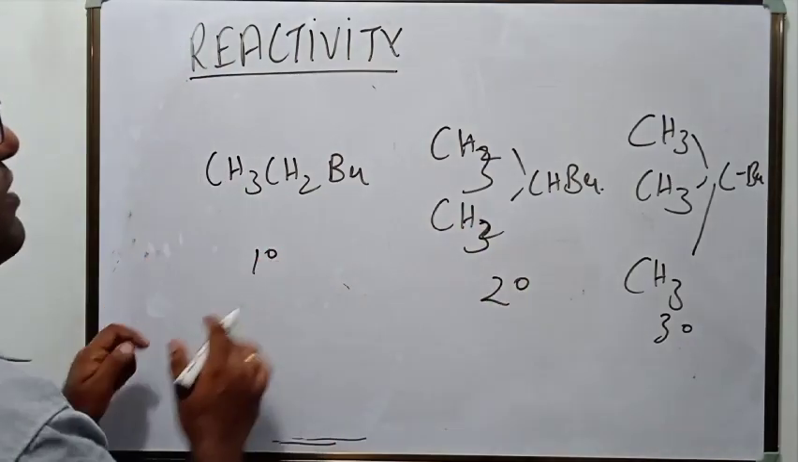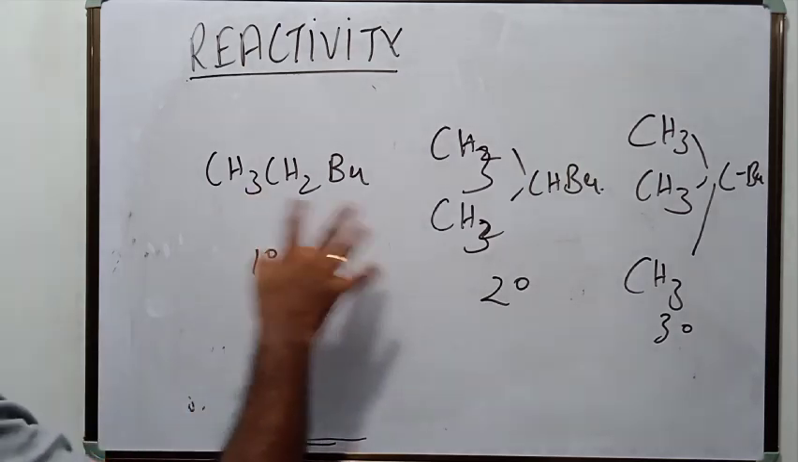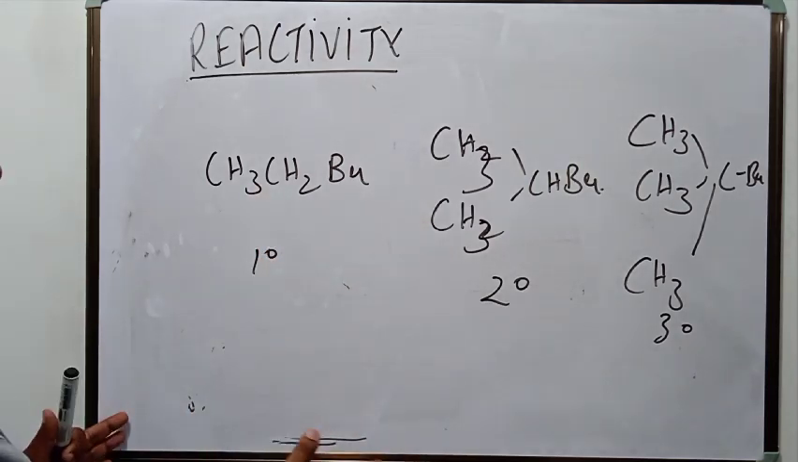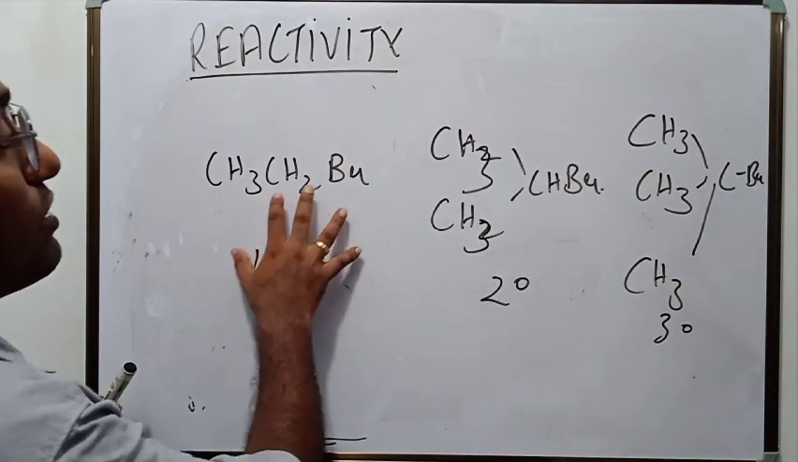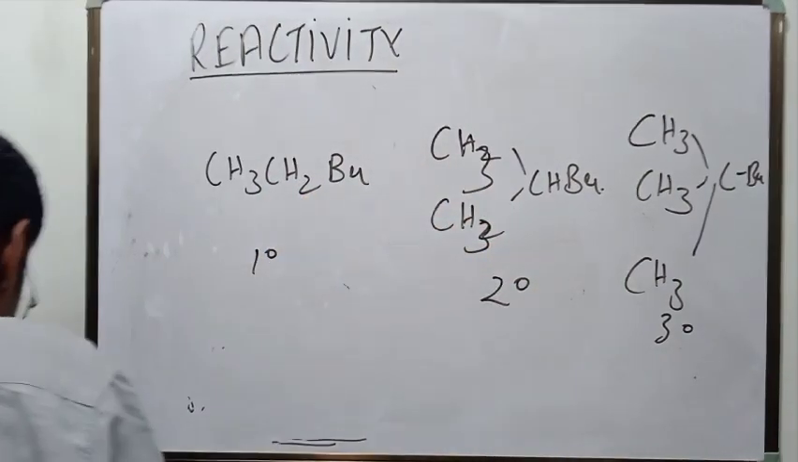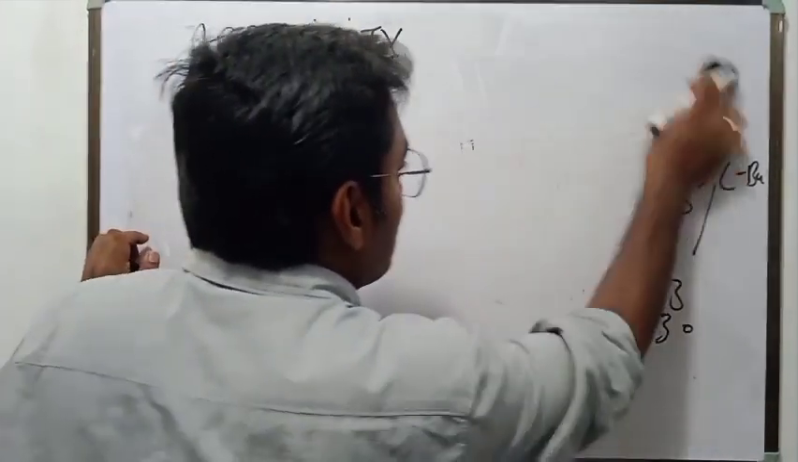To know the answer, which of these alkyl halides would undergo the SN1 mechanism, we have to compare the carbocations. Let us compare the primary carbocation with the secondary carbocation and the tertiary carbocation.